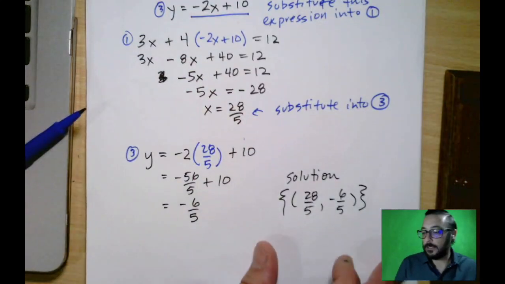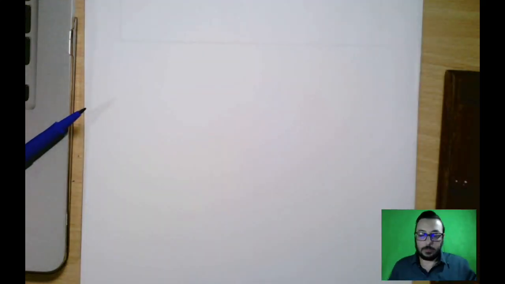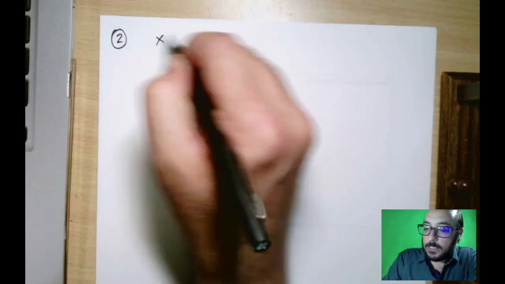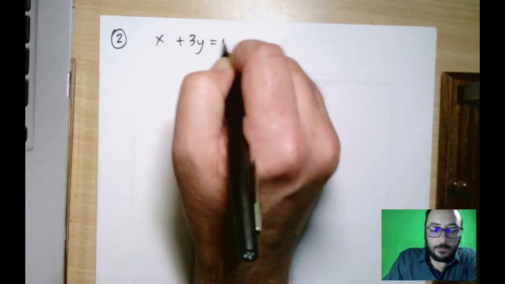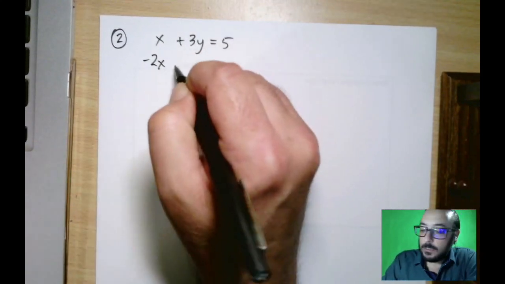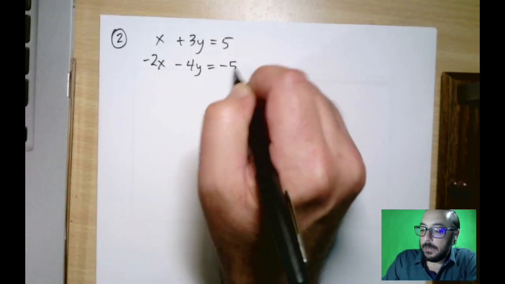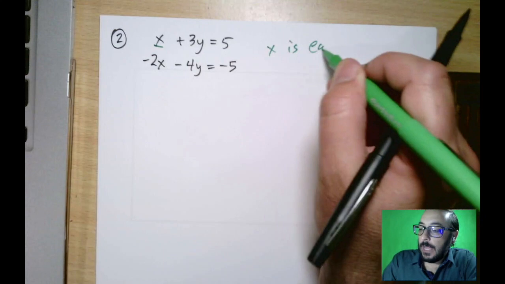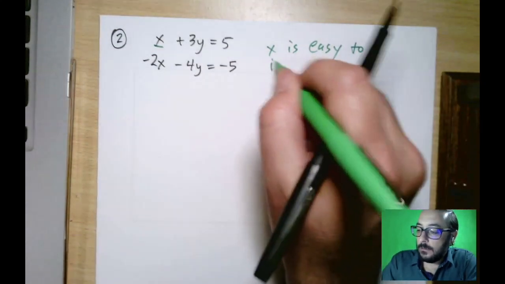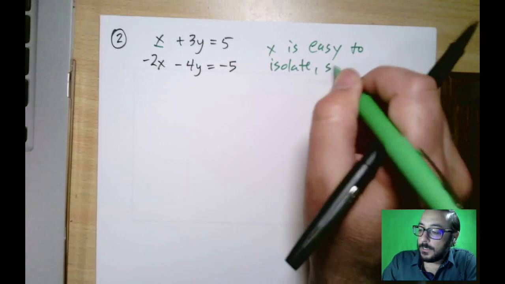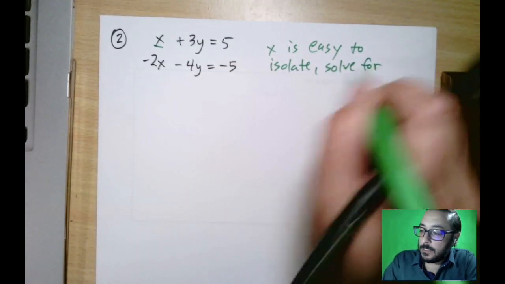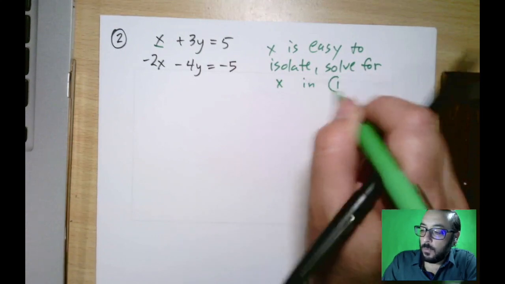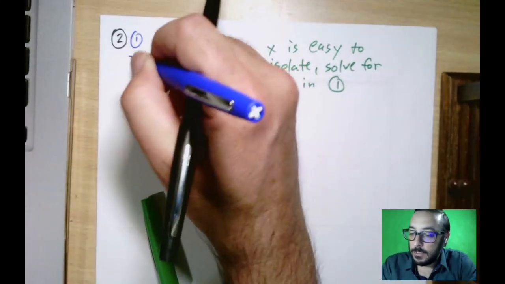Okay? Alright, let's do another. Okay, here we go, number 2. We have x plus 3y equals 5, negative 2x minus 4y equals negative 5. So in this one we can see that x is easy to isolate. Right? So we're going to solve for x in equation 1. I didn't label them yet, but this is equation 1, this is equation 2.